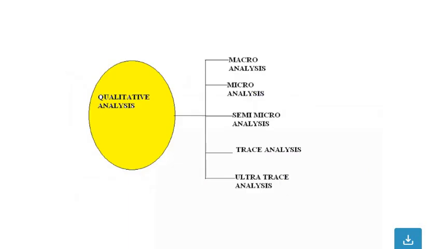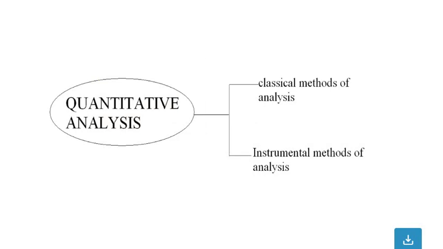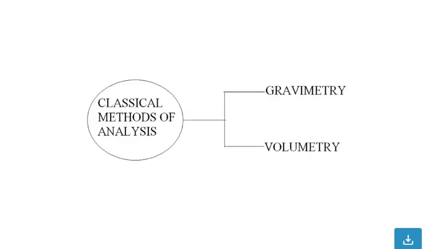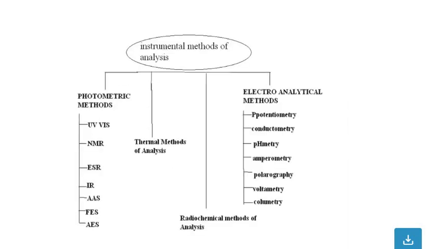Now, qualitative analysis: macroanalysis, microanalysis, semi-microanalysis, trace analysis, ultra trace analysis. What does it mean? Macro means a lot, and ultra trace means very little. Quantitative analysis: classical methods of analysis and instrumental methods of analysis. And classical methods of analysis also include gravimetric and volumetric.